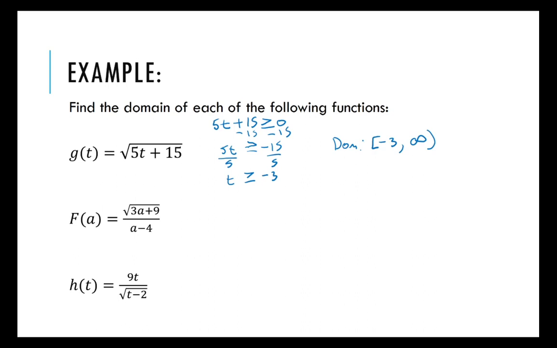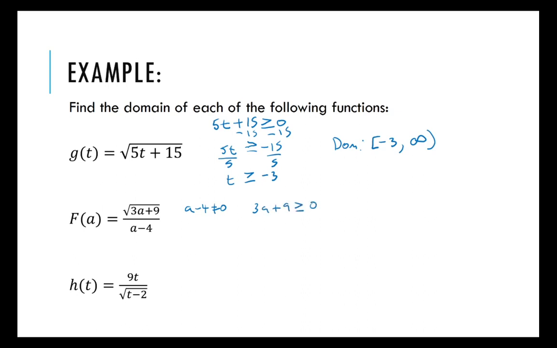Then we look at f of a. F of a has the square root of 3a plus 9, but notice that it also has division by a variable. So this is going to be a little bit extra work, but that's okay. That's what we have to do. So first thing is I know that a minus 4 cannot equal 0, and I also know that 3a plus 9 has to be greater than or equal to 0.